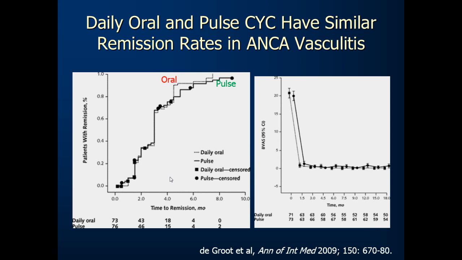In terms of results, the patients receiving oral or pulse actually had similar rates of remission. The oral group is the dashed line here, and the pulse group are the solid black lines. And this is the percentage of patients with remission over up to 10 months. So similar there. The other way to look at this would be their vasculitis activity scores, and those dropped for both groups tremendously within 3 months, and appear to be sustained over 18 months, and were similar as well.